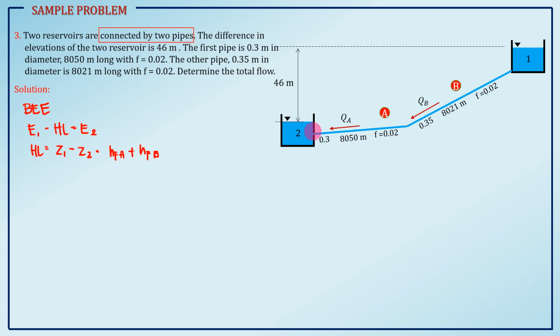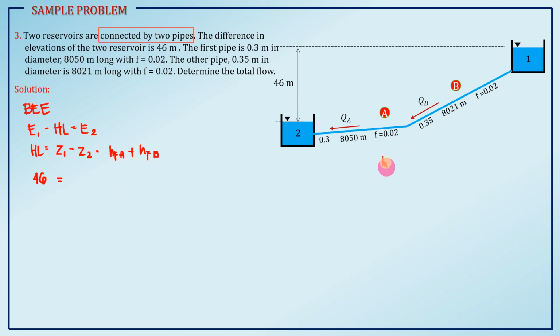So from the given, we have the change in the elevation of your reservoir. It is given, 46 meter. So, ito yung magiging mother equation natin for this problem. Z1 minus Z2, that is 46 meter, equal siya sa HFA plus HFB. Given tayo dito ng equation ng friction factor. So, what major head loss equation yung gagamitin natin? Kapag ganyan, Darcy, raise back agad.